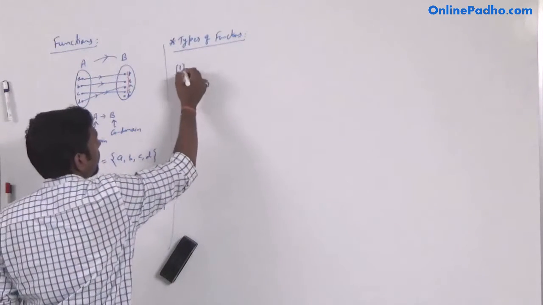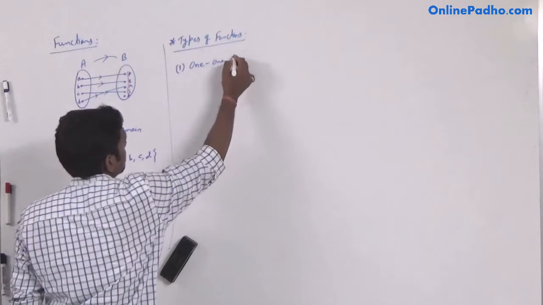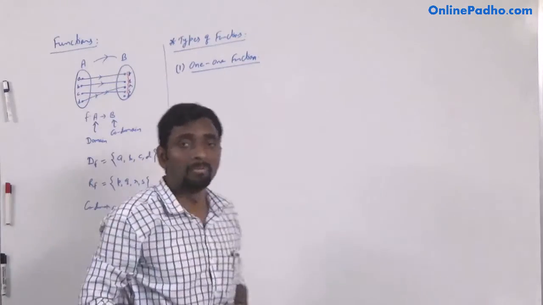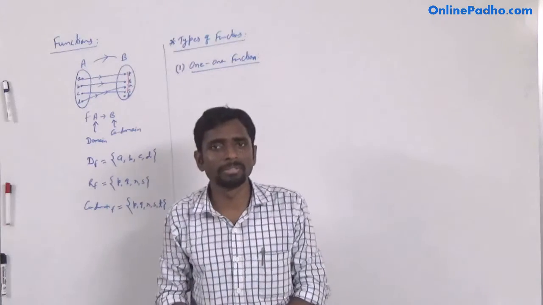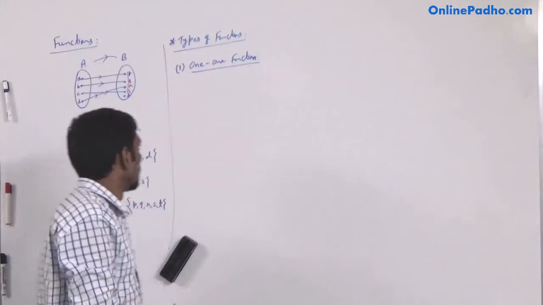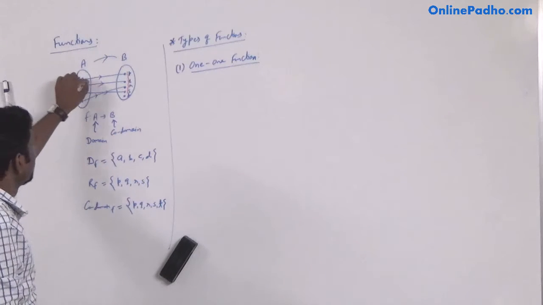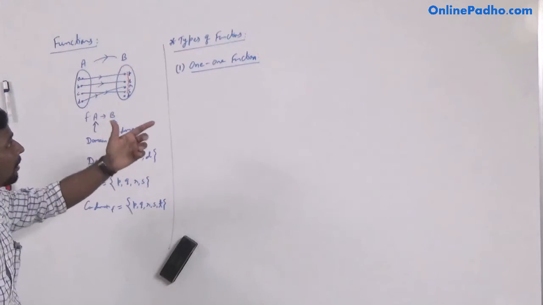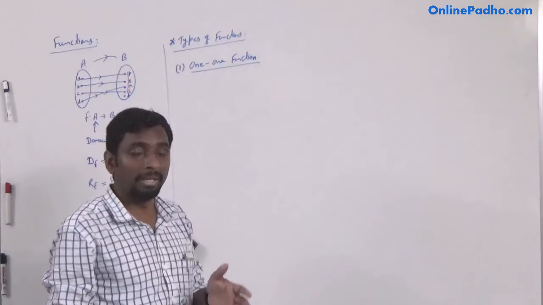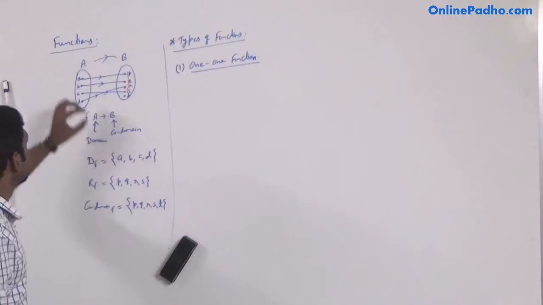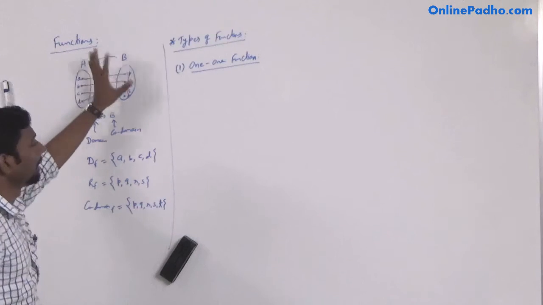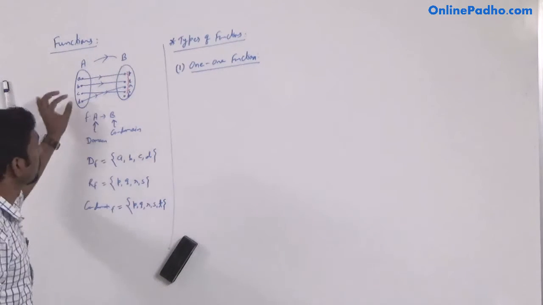The first one is called one-one function. Very important. What do you mean by one-one function? This is clear from the name. For an element of the domain, there must be one and only one element in its codomain. This is called a one-one function. The second type is called many-one function. It is not in the syllabus, but in a many-one function, more than one element has the same image in its codomain.